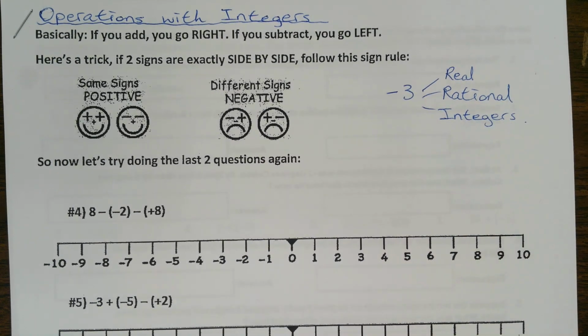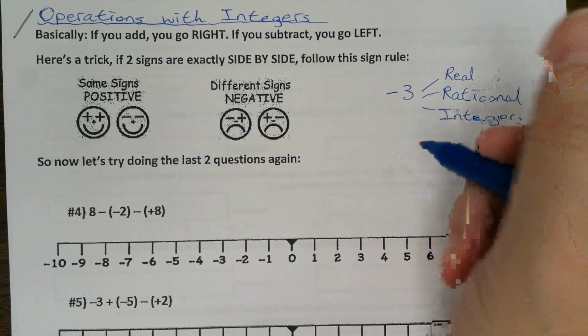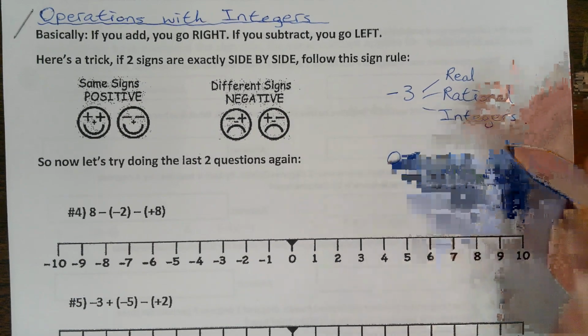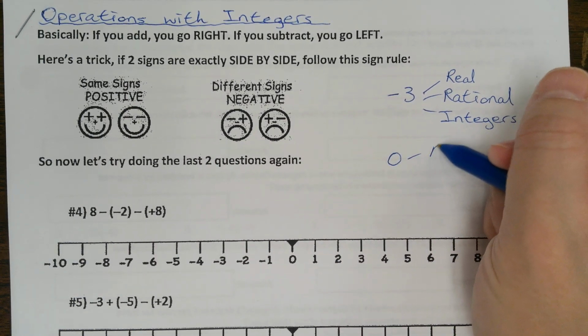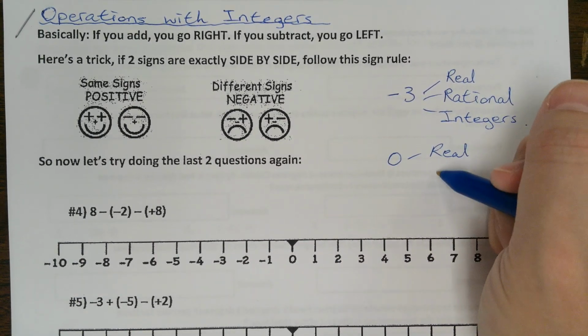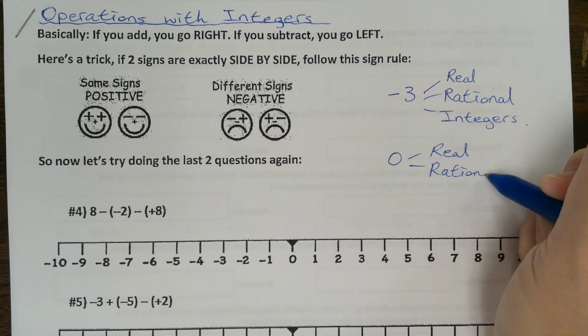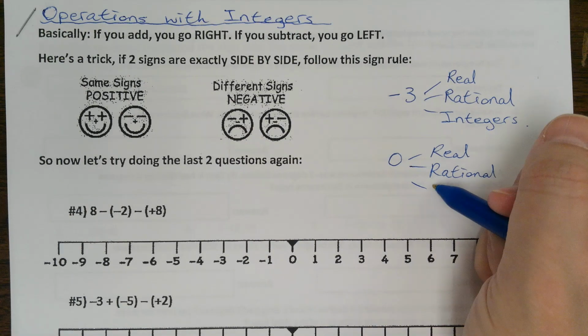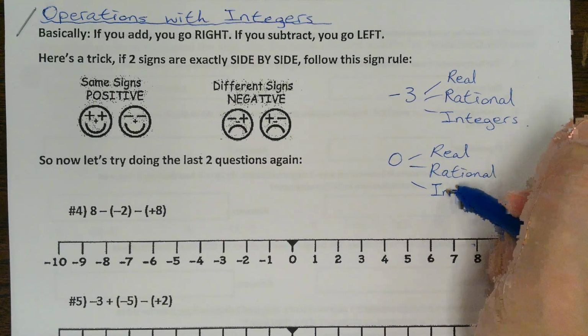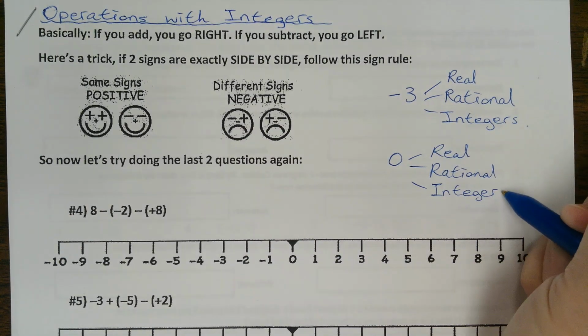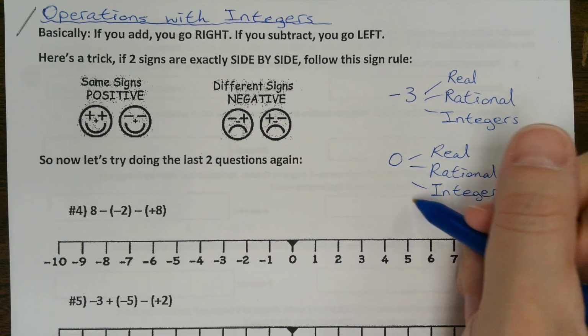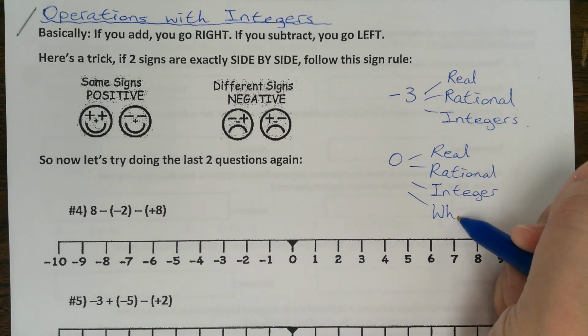Integers. Okay. What about the number 0? Is it a real number? Yep. Is it a rational? Mm-hmm. Is it an integer? Yeah. And what else? It's also a whole number. That's right.